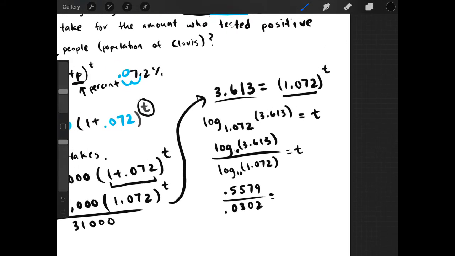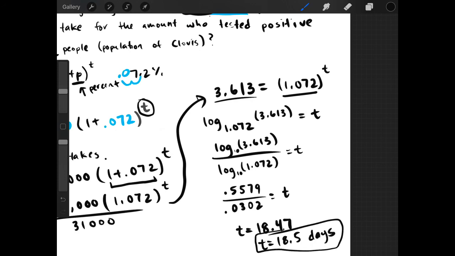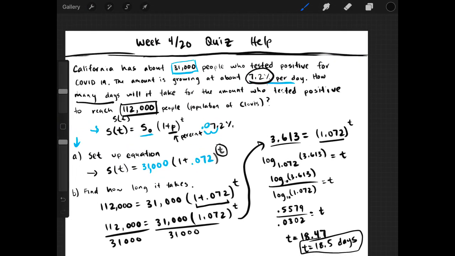equals t. And then the very last thing, just take both of those decimals and divide. So we're going to go 0.5579 divided by 0.0302. And we end up getting 18.47. Which, if we wanted to round that to the nearest tenth, 18.5 days.